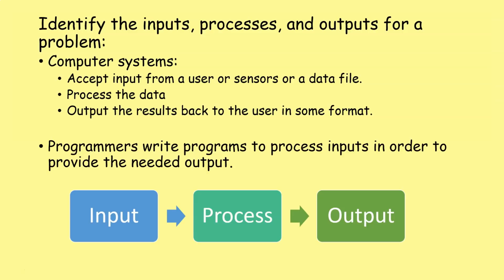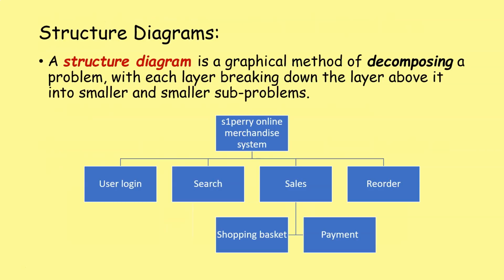2.1.2 Designing, creating, and refining algorithms. Computer systems accept input from a user, or from sensors, or from a data file. They process that data. They output that result back to the user in some format. Programmers write programs to process inputs in order to provide the needed output. A structure diagram is a graphical method of decomposing a problem, with each layer breaking down the layer above it into smaller and smaller subproblems.